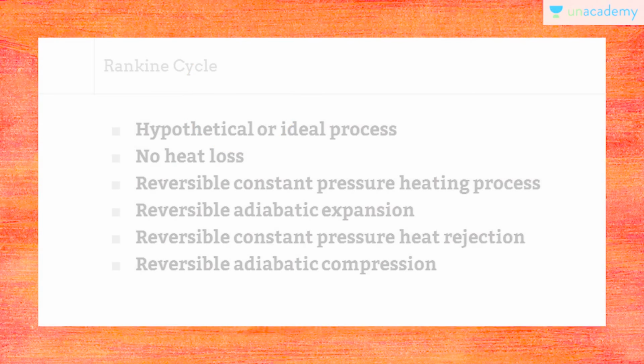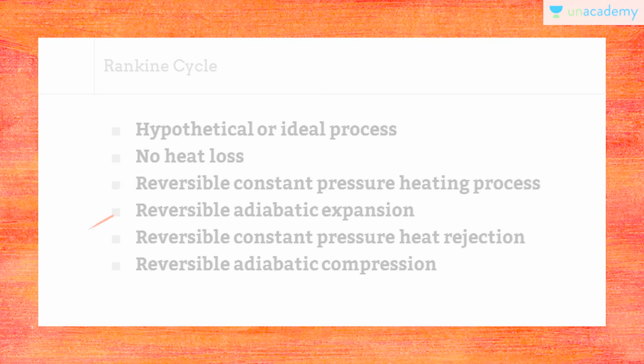So let's move on to the Rankine cycle. So what is a Rankine cycle? For each process in the vapor power cycle, it is possible to assume a hypothetical or ideal process which represents the basic intended operation and does not produce any extraneous effect, that is heat loss. For the steam boiler, this would be a reversible constant pressure heating process of water to form steam. For the turbine, the ideal process would be reversible adiabatic expansion of steam.